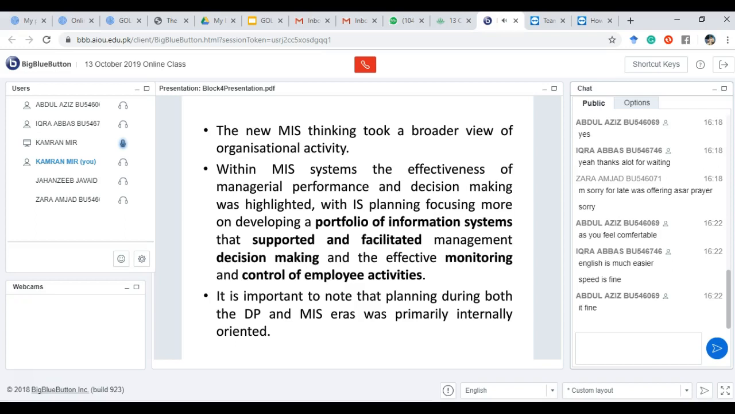Now, two things in it. One thing which we studied in the DP was... just one minute. Yeah, that's fine. Just open it. Sorry about that.